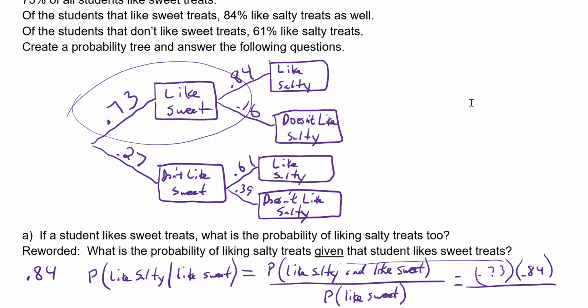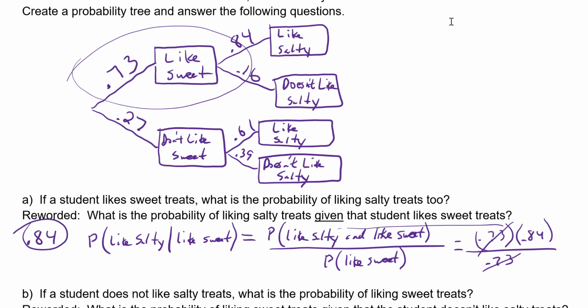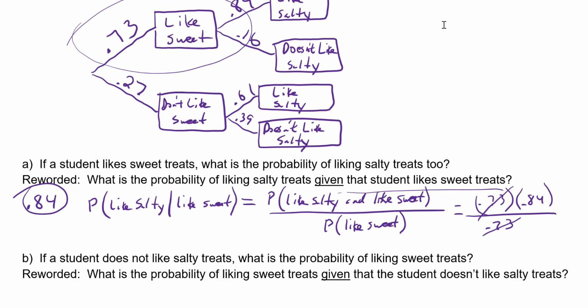Probability of liking sweet, well, that's just 0.73. And you can see the 0.73s cancel out, and you just have 0.84 as your final answer. Okay? So definitely this is one you can just look at. Now, if you notice, the next one's going to be different.